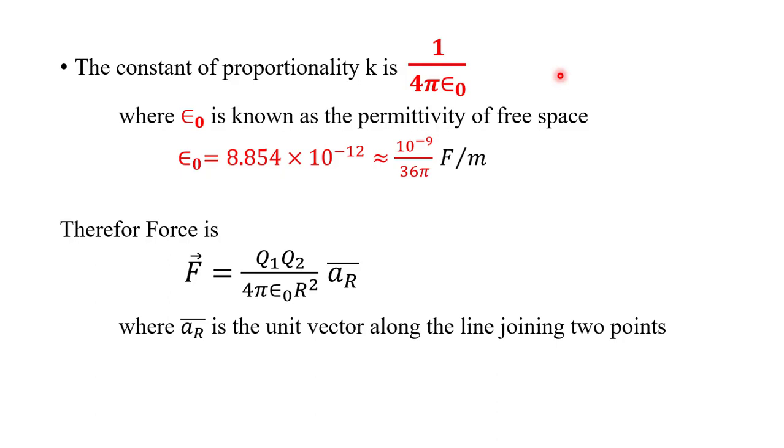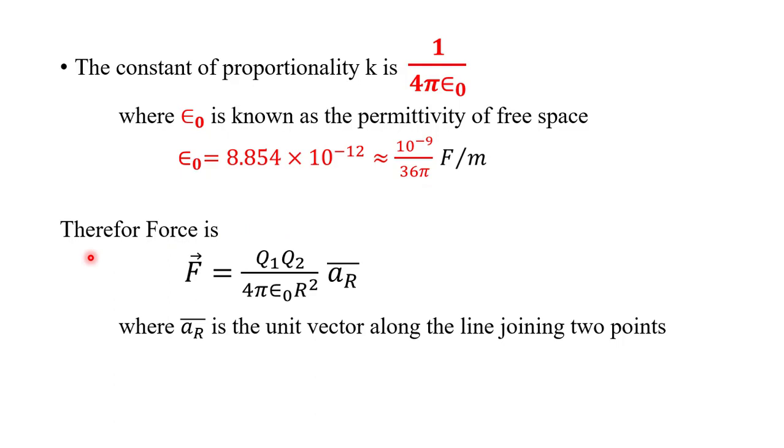As far as air is considered, the relative permittivity is 1, so epsilon r is equal to 1. Therefore for free space we can write epsilon naught itself as the epsilon value. The epsilon value is 8.854 into 10 raised to minus 12. Approximately it is written as 10 raised to minus 9 upon 36 pi farad per meter.